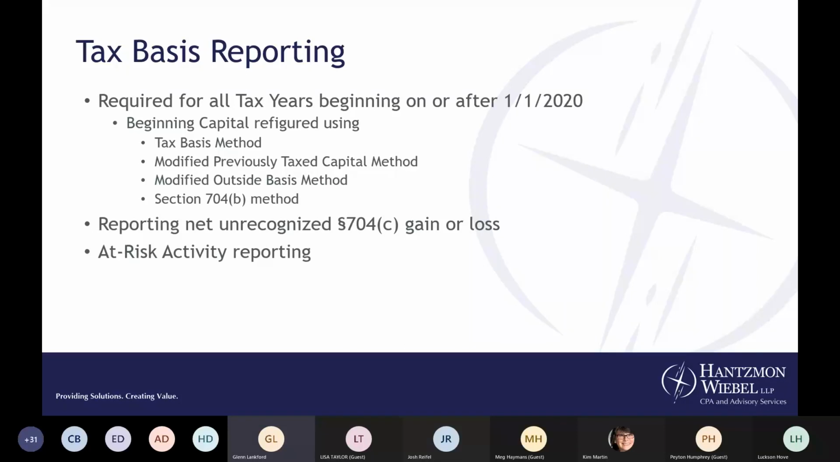So the difference between basis and at risk is I can have basis in a partnership interest to the extent of the capital I contributed and gains allocated to me and all that. And also, as Josh mentioned, partnership liabilities. But if those partnership liabilities that are allocated to me and provide basis to me are non-recourse, in other words, I'm not personally liable for them, then I'm not at risk.